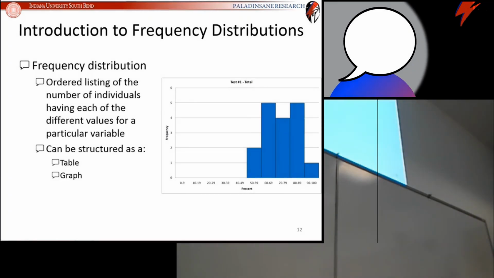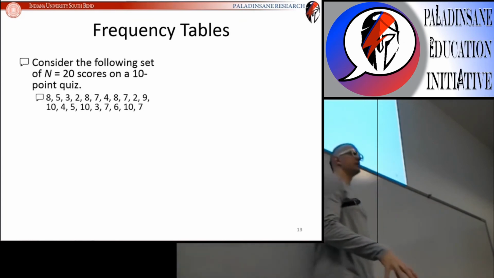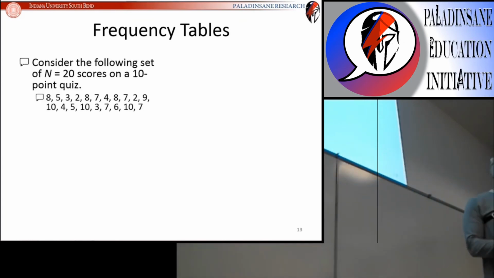So frequency tables, let's consider the following example. Let's say that you got the following set of n equals 20 scores. That n stands for the number of scores. Oftentimes it's important to know just how many scores you have in your raw scores, and n is what is used to indicate that. So if you see n equals 20, that means you have a set of 20 scores in total, and they're on a 10-point scale. It was a 10-point quiz, and there are the scores right there.